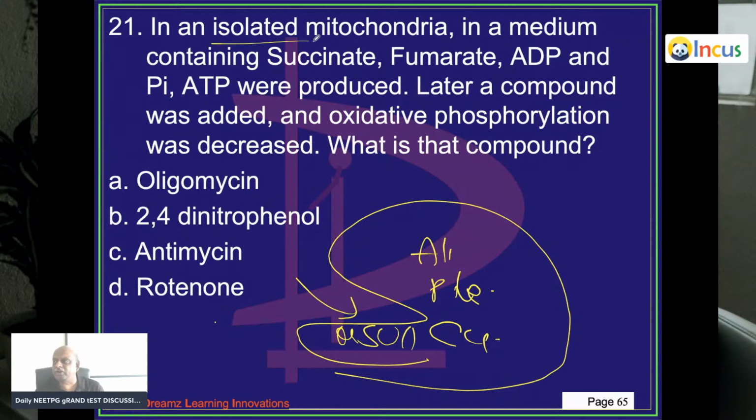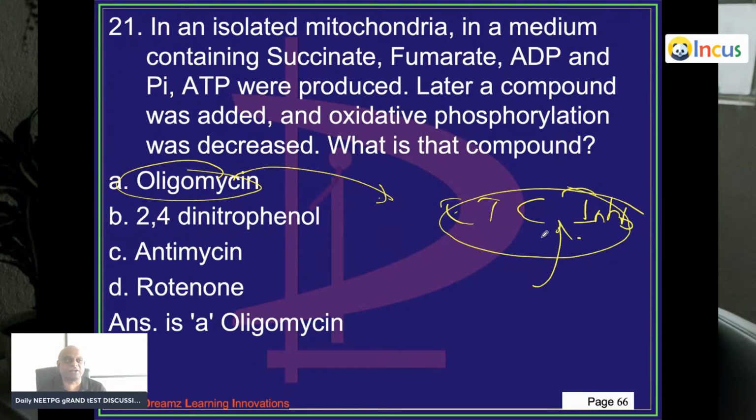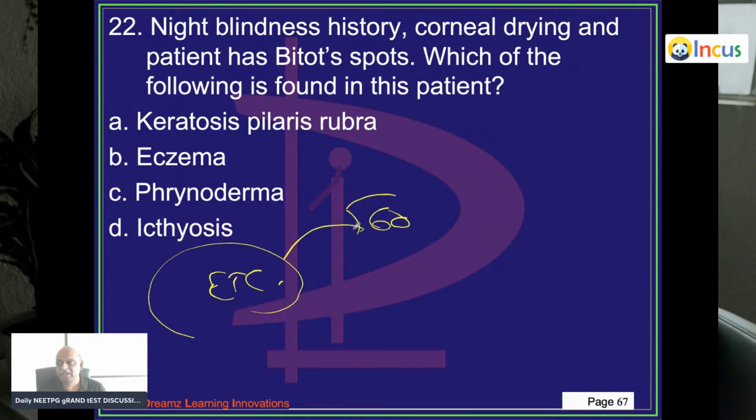In isolated mitochondria in a medium containing succinate, fumarate, ATP were produced. Later a compound was added and that led to decreased oxidative phosphorylation. So what is that compound? It is oligomycin. I told you, no electron transport chain inhibitor. So please do revise electron transport chain. I'll give you 60 more occasions. 60 more times I will be available live to remind you. After that, it is your choice.